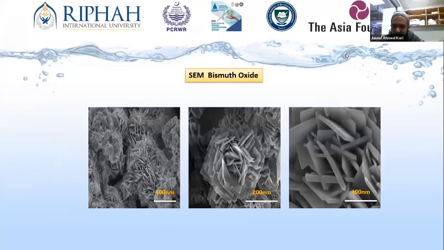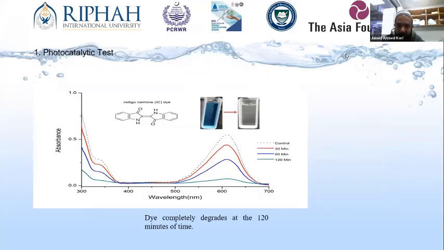These are SEM images that show whether the particle formation is unique and uniform or not. From the same analysis, we have observed that the particles are unique and uniform. It has a proper structure.